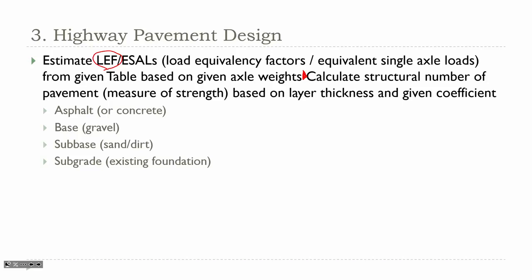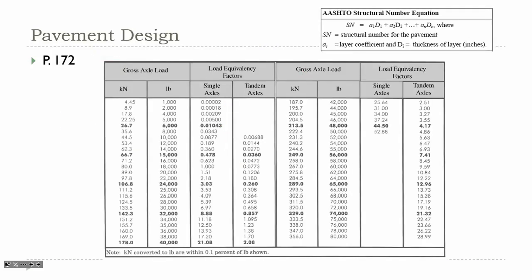The other application for pavement design is calculating the structural number of the pavement based on the layer thickness and the given coefficients. Just a reminder, pavement design assumes you have the subgrade, which is the existing foundation, which has a depth of infinity. Then we've got D1, the asphalt on top, then the base, which is D2, and then the subbase, which is D3. So we can solve for the thicknesses of those 3 layers.